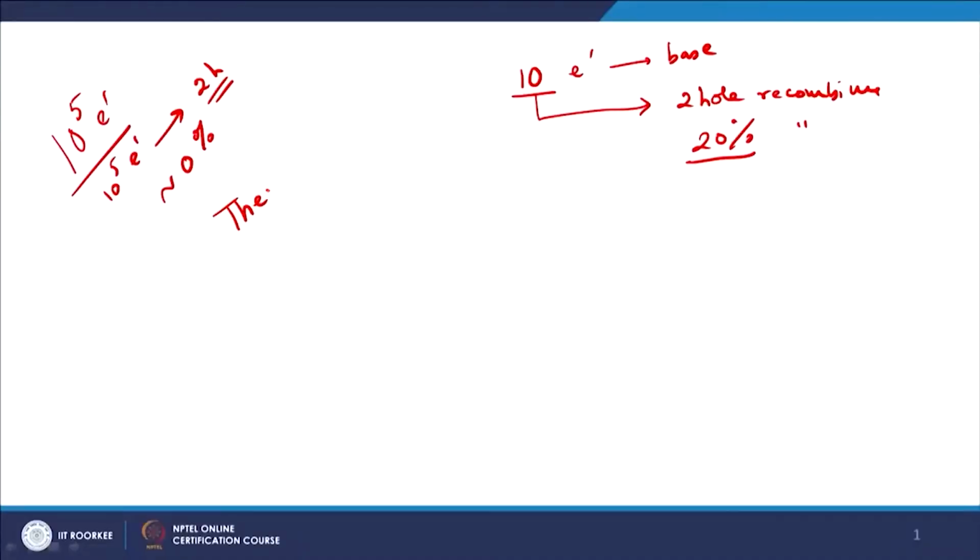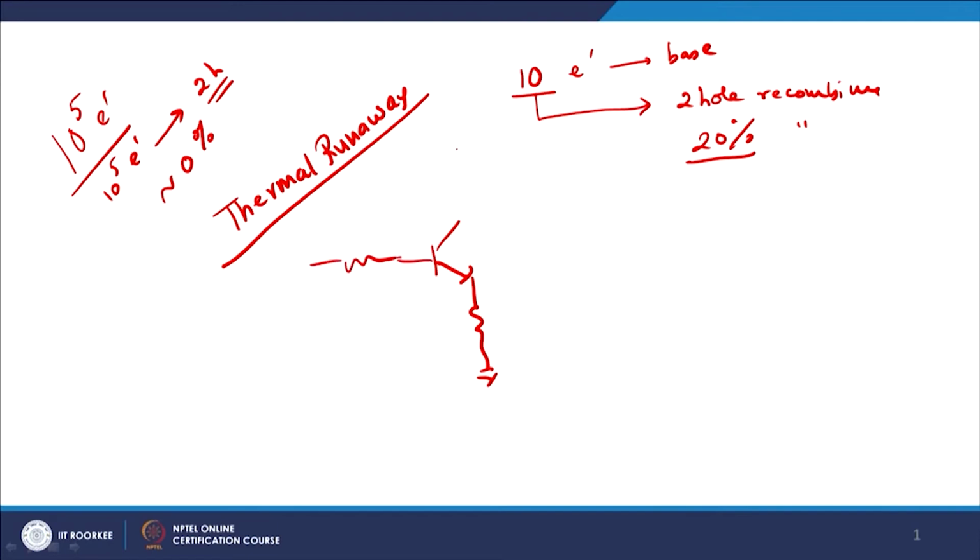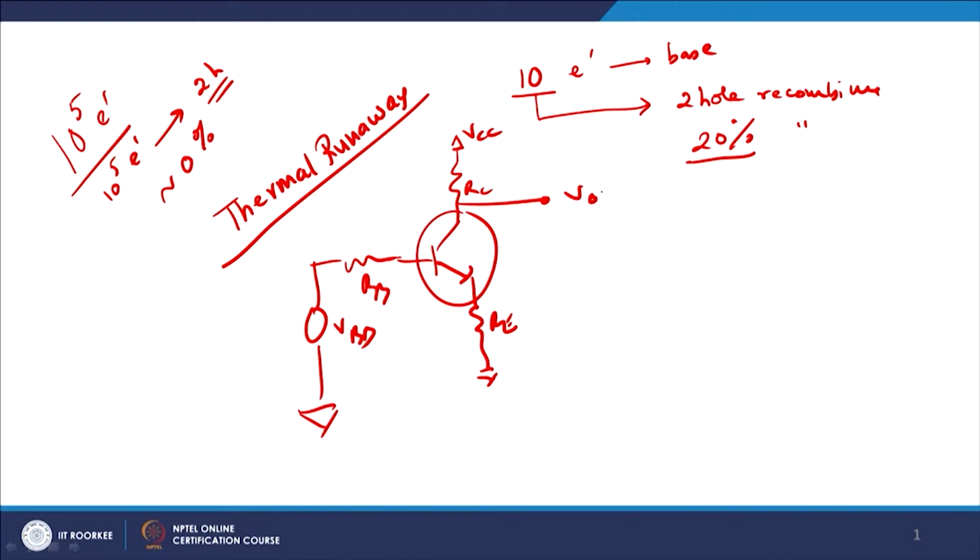Now, I will just give you an idea about what is known as thermal runaway, the basic thermal concept. Suppose you have a common emitter configuration, emitter grounded, with emitter bias here, and you have a base collector junction here, and you have RC, RB and RE, and then you appropriately bias it with VCC, VBB and so on. You have an NPN transistor, and this was your V out.